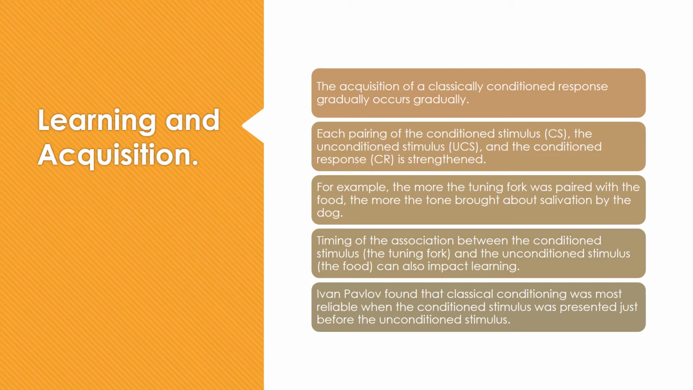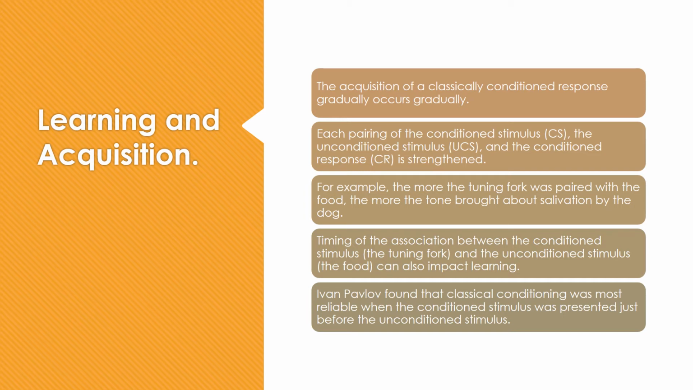There are also things involved with learning that Pavlov discovered, beyond these definitions. Okay, so learning and acquisition. The acquisition of a classically conditioned response gradually occurs. But what this means basically is that it takes time. Okay, so you can't just ring a tuning fork without the food one time, like Pavlov found, and expect the dog to react. This experiment, or the response, needs to be done a couple of times before something will react to it.